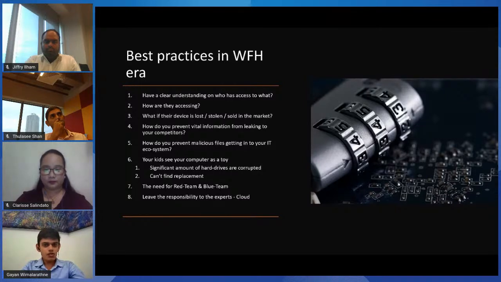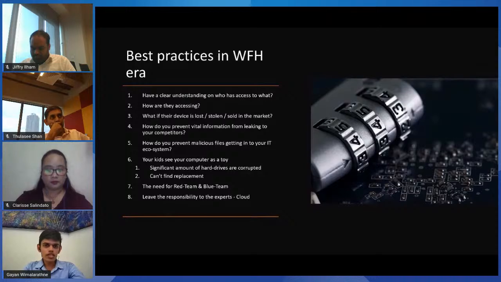Then, what if the data is lost or stolen and sold in the market? We need to have a plan. We need to understand what would be the impact if the data that you back up, or the data that is currently in your systems, is sold to the market. So whether you are providing adequate protection for data at rest and data in transit, such things. And we need to understand how you prevent vital information from leaking out of your computers, whether you have a proper mechanism in place to prevent such scenarios, and how you prevent malicious files getting into the IT ecosystem, whether these backup systems are properly protected, or your regular systems, the databases, the files, and the servers that you want to protect, plus these backup systems.